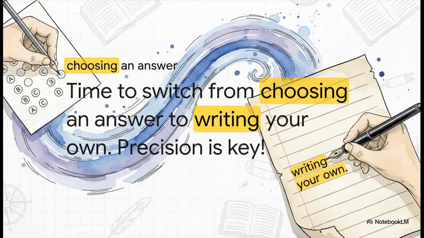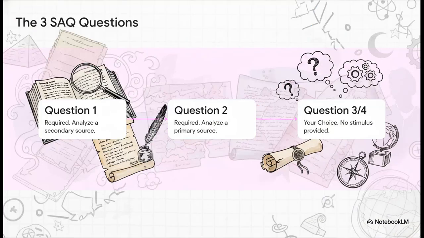Okay, you've finished that 55-minute sprint. Phew. But don't rest yet, because right away you're heading into the next sprint, the short answer questions, the SAQs. Now you're shifting gears from picking an answer to actually writing your own. Now, the cool thing about the SAQs is that they're super predictable. You're going to get 3 of them.